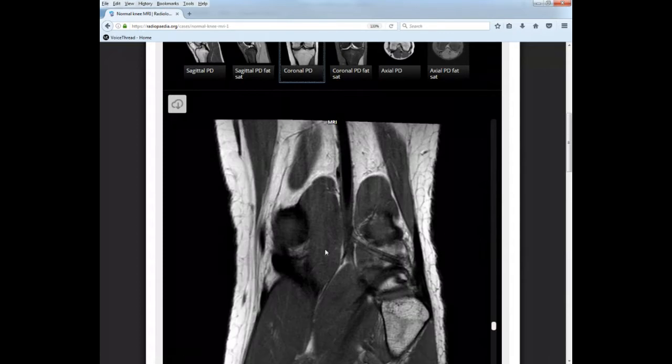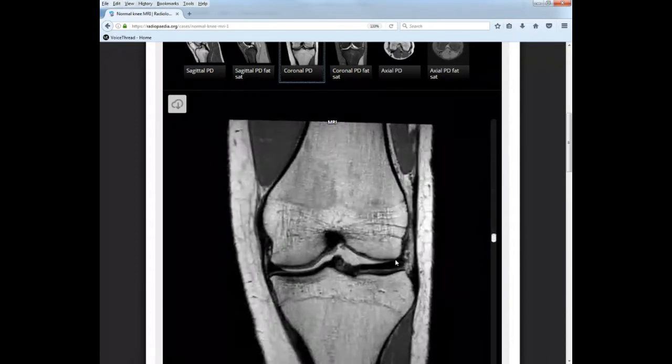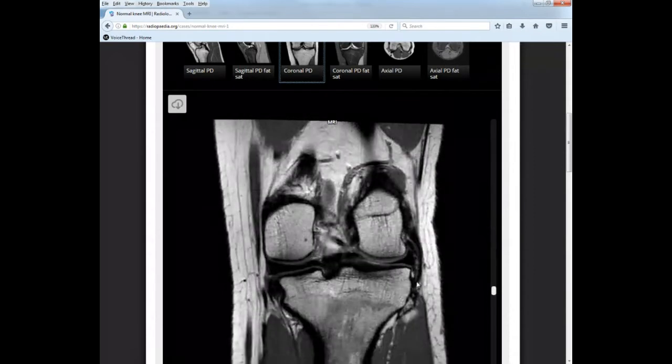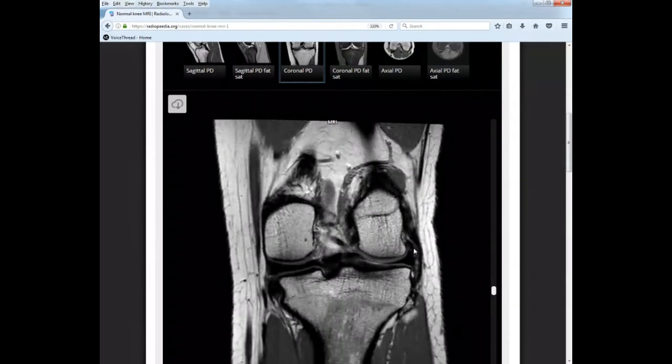Switch into a coronal view. Coronal of the MCL and the LCL. It's getting a good slice. Let's look for our LCL first. And here we go. Here's LCL right here. There's your LCL, connecting your femur down to the fibula. Okay, portion of it right there, portion of it right there.